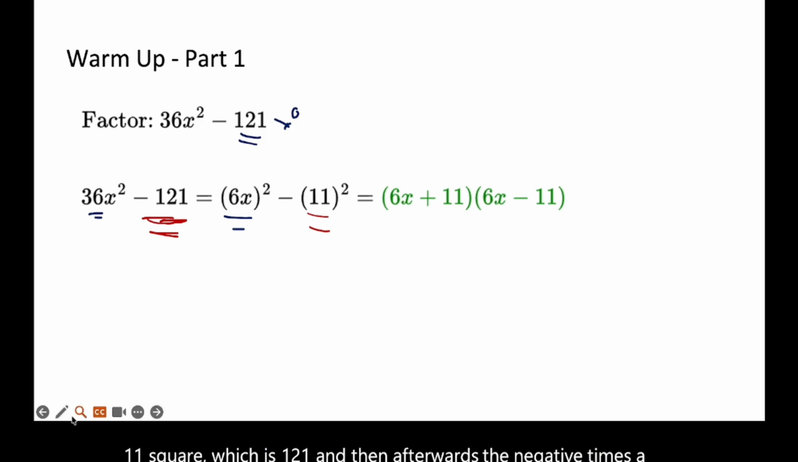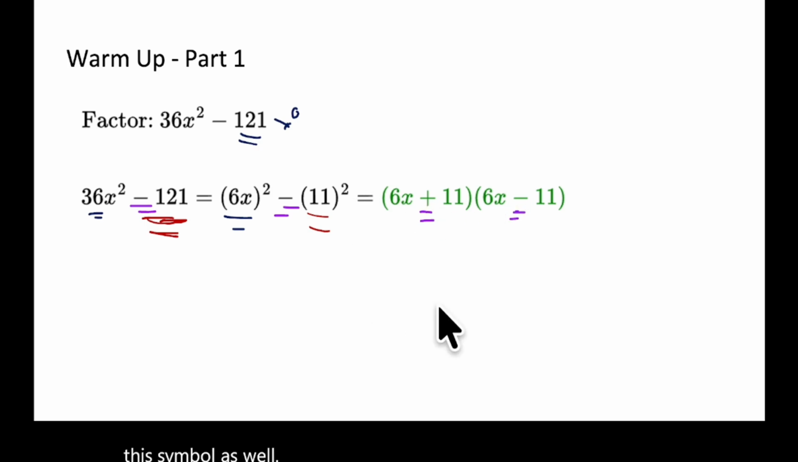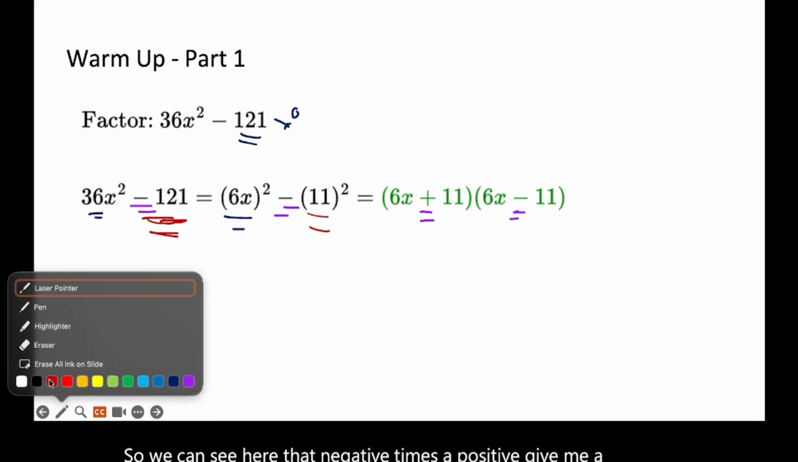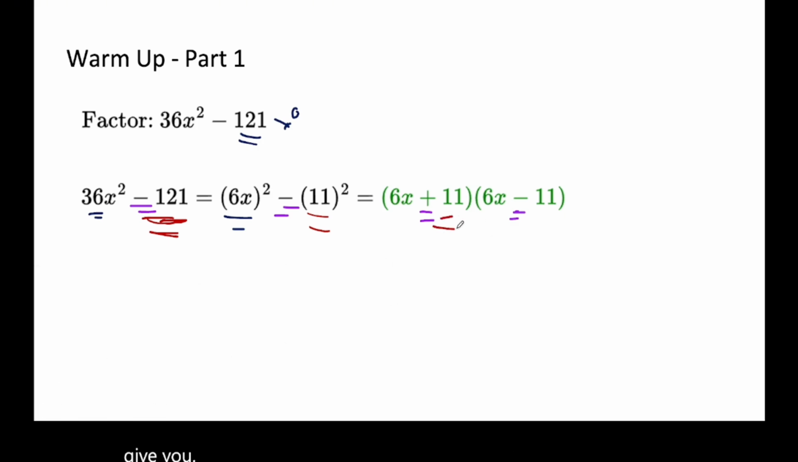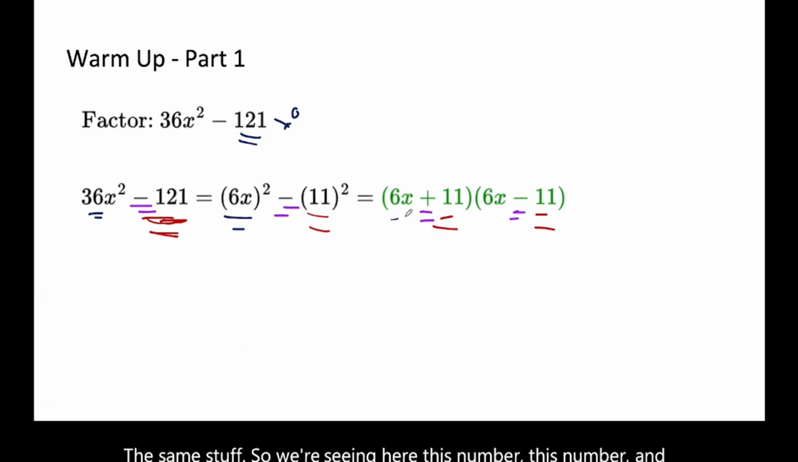So in this case, you also have this symbol as well. We can see that a negative times a positive gives you a negative, and the other numbers are going to give you the same thing. We see this number, and we also see these numbers as well. These are giving us our answers. So that's set and cool. That's really how we would factor it.